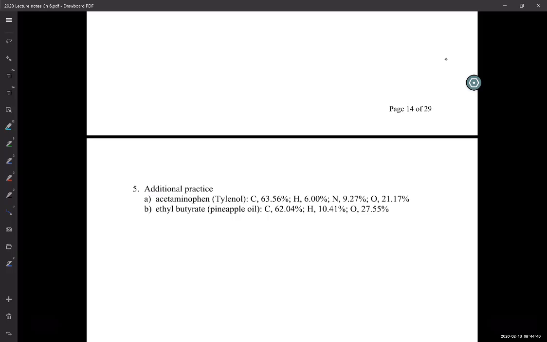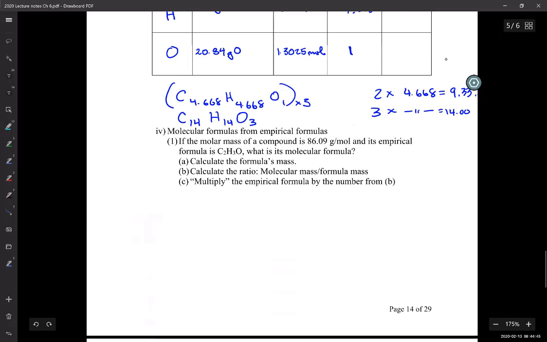And I have a couple more. I'll have you guys try Tylenol or pineapple oil. I don't know, we'll do one of them. Those are just stolen from the homework, by the way. I just pulled them out of that.